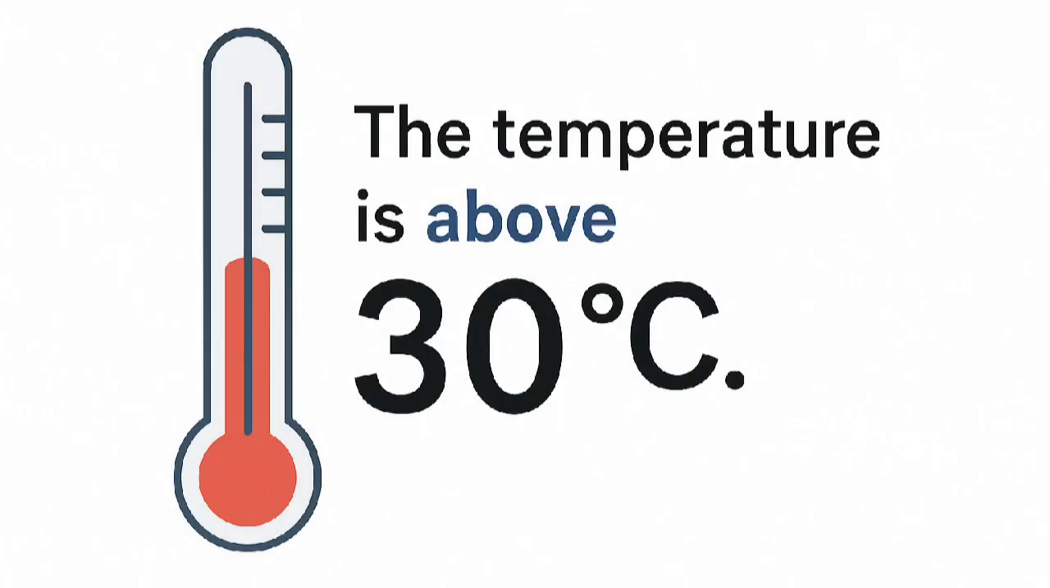Above can also describe values. For example, the temperature is above 30 degrees, meaning it is higher than that number. Even though this is not a physical place, the idea is the same. Something is at a higher point.